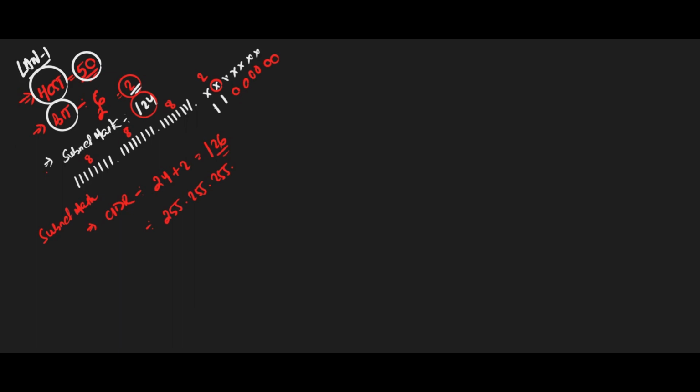255.255.255. What is the value of this one? 128. What is the value of this one? It is 64. 128 plus 64 gives us 192. This will be my subnet mask, represented as /26.